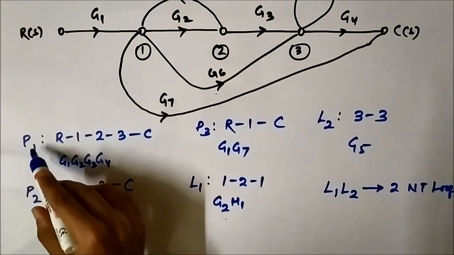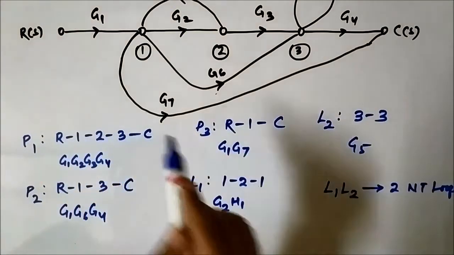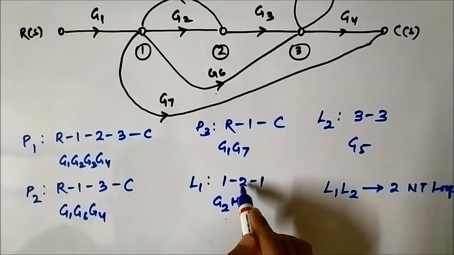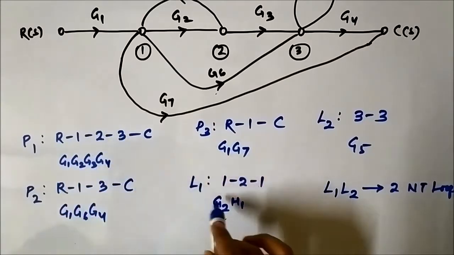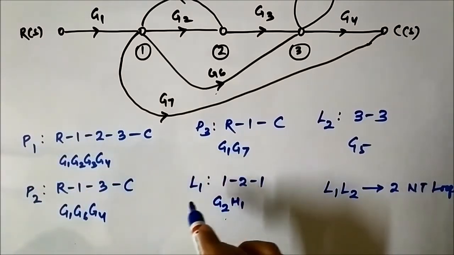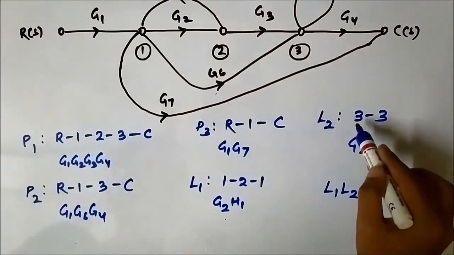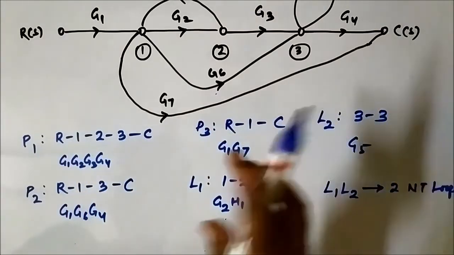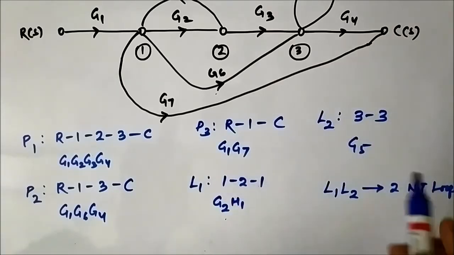Let us first compare P1 with L1 and L2. P1 is R1 2 3 C, L1 is 1 2 1. So there is a common node between P1 and L1, so P1 is touching L1. Next with L2, R1 2 3 C, here it is 3 3. So 3 and 3 are common nodes. So P1 is touching L2. So P1 is touching both L1 and L2.